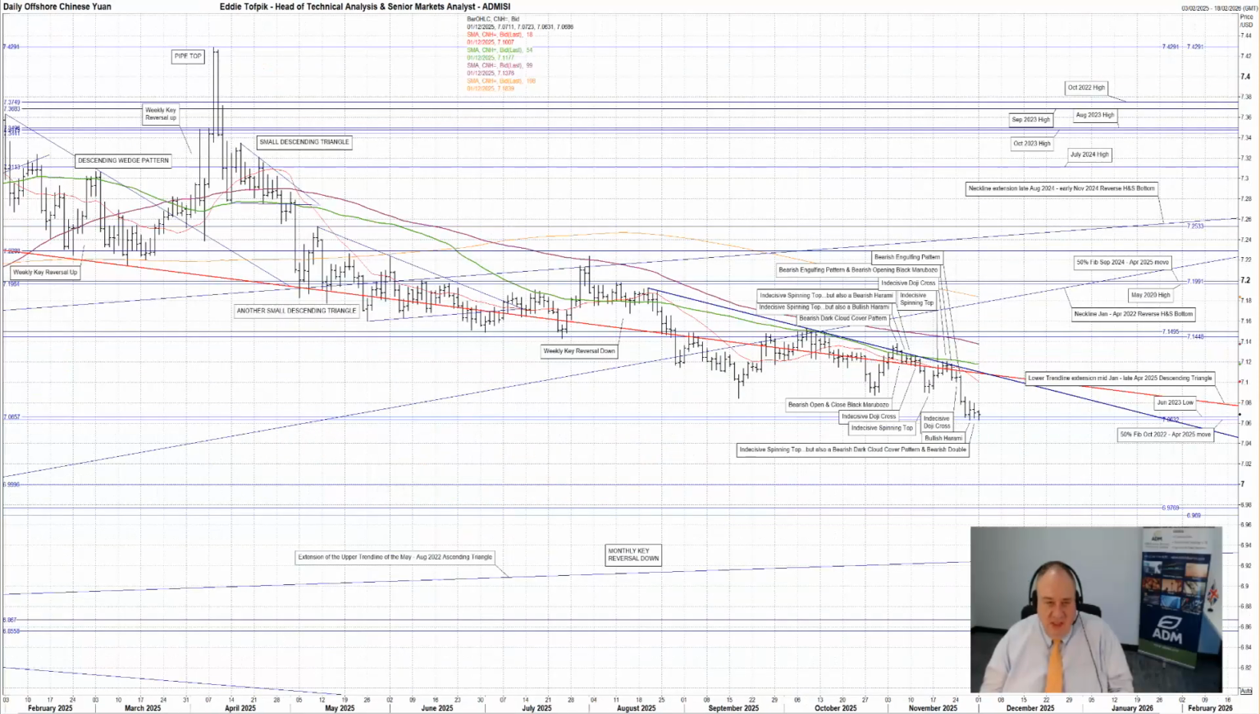US dollar against the CNH, the offshore Chinese yuan. An indecisive spinning top on Friday, but it was also a bearish dark cloud cover pattern and a bearish double top after the previous session's bullish harami. The base of the action was once again on the combination congestion between 706.32 to 706.57, made up from the 50% Fibonacci line of the October 22 to April 25 move and the June 23 low respectively.